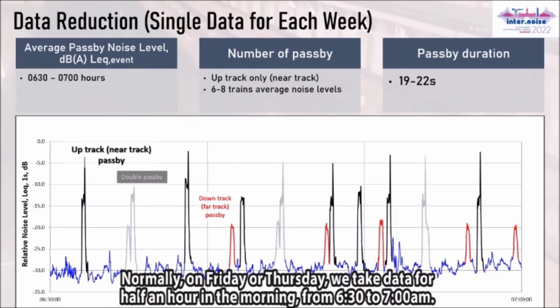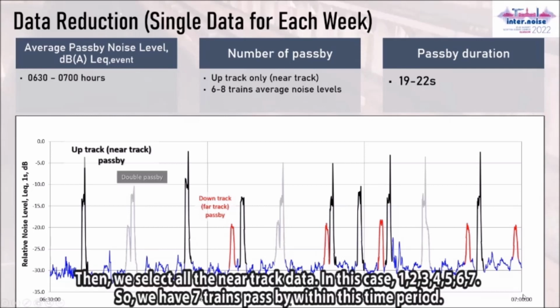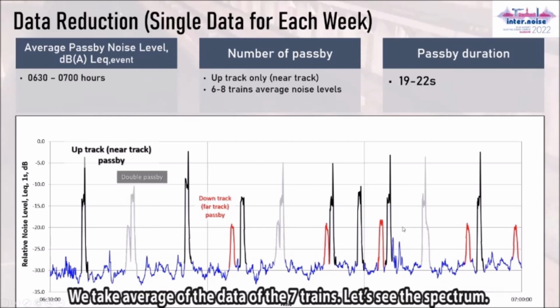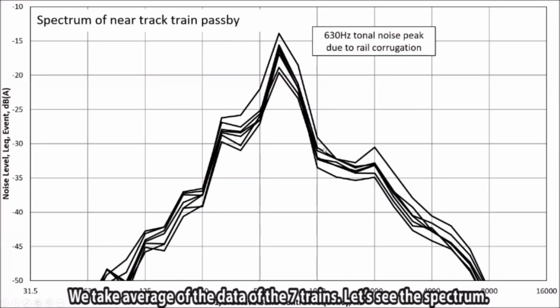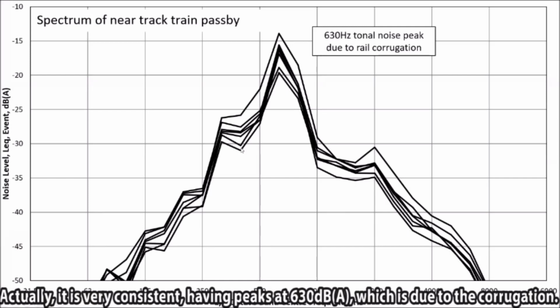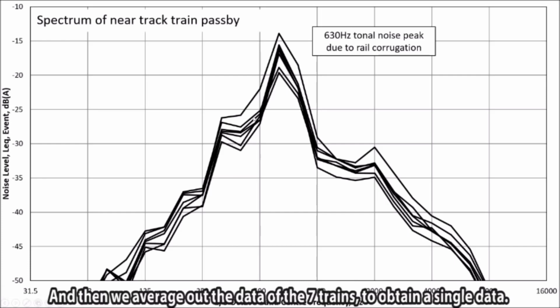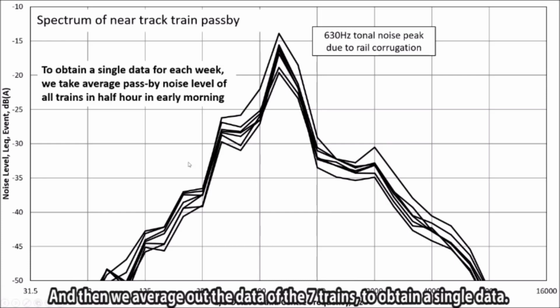Normally we take one day, and then take half-hour data in the early morning from 6:30 to 7 a.m. Then we select all the rear track train pass-bys. So in this case, it's 1, 2, 3, 4, 5, 6, 7. So we have 7 train pass-bys within this time period. We take the average of these 7 trains. Let's see the spectrum. Actually, the spectrum is already very consistent, with a noise peak at 630 due to the corrugation. And then we average these 7 trains to obtain a single data point.